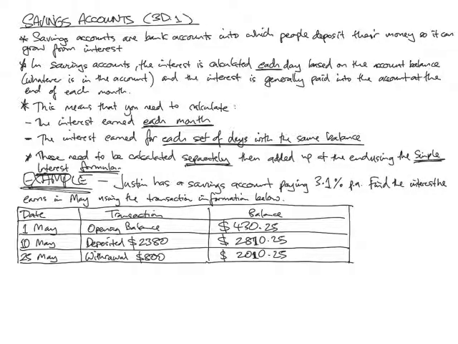$2,010.25. So what you can see here is you've got 1 month, but 3 different balances. So you're going to need to do 3 different balances, so 3 separate interest calculations, and you'll see them below.